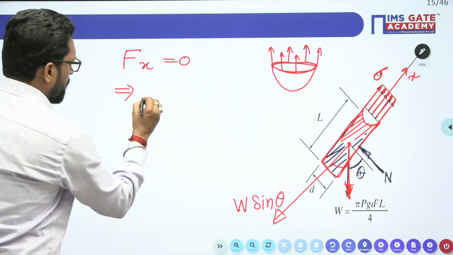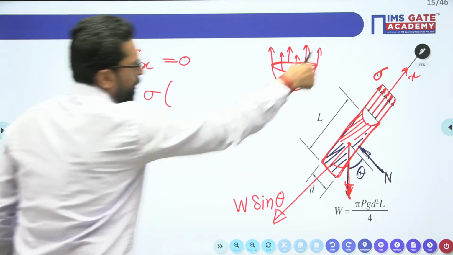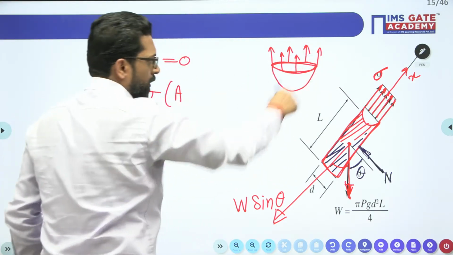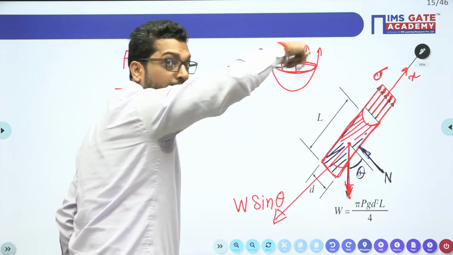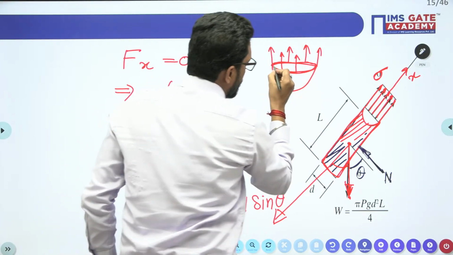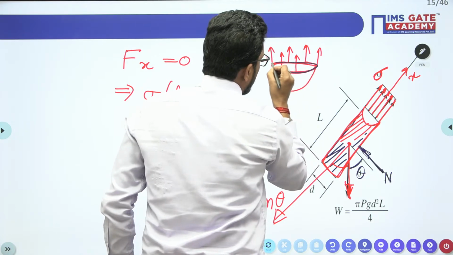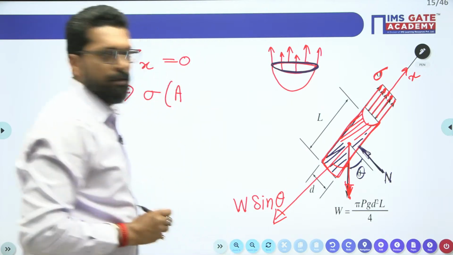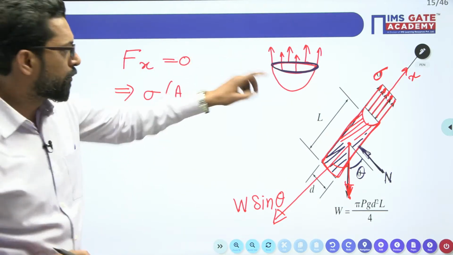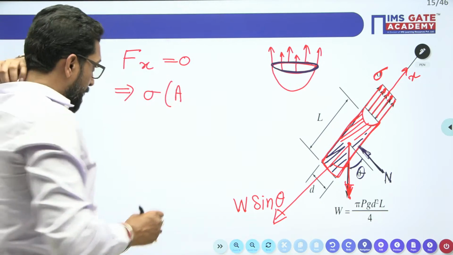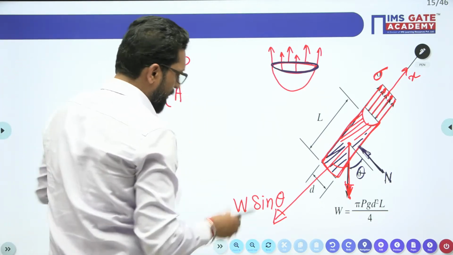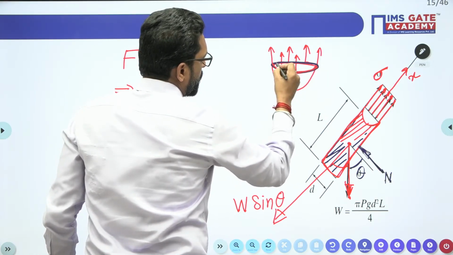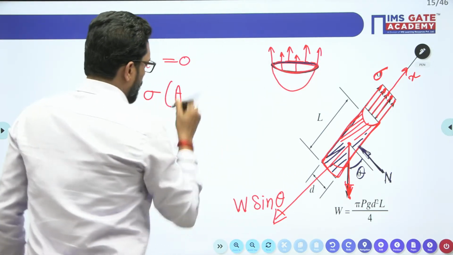That means sigma multiplied by this, not the cross-section area, but the perimeter. This is the length, pi d, which is 2 pi r. It is not an area, it is a perimeter.